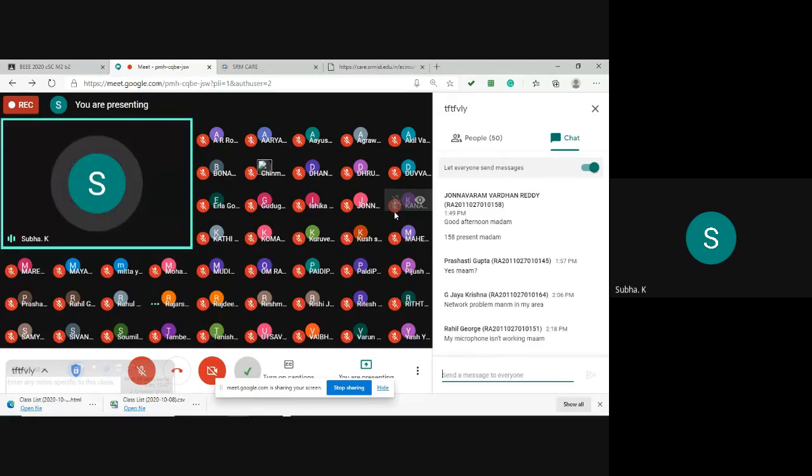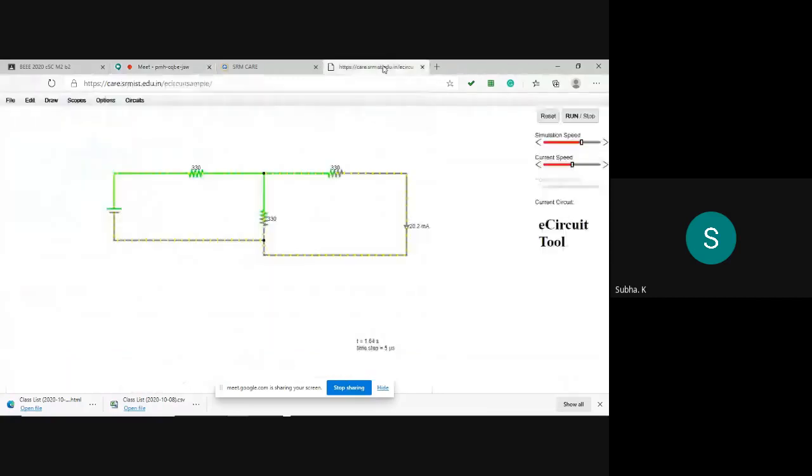In the second circuit you will be calculating V Thevenin. In the third circuit you will be calculating R Thevenin. So the first two circuits you are going to try in simulation. Okay, understood? What you are going to do? Shall I proceed to drawing the circuit? Yes, ma'am. Now I am going to try the maximum power transfer theorem.